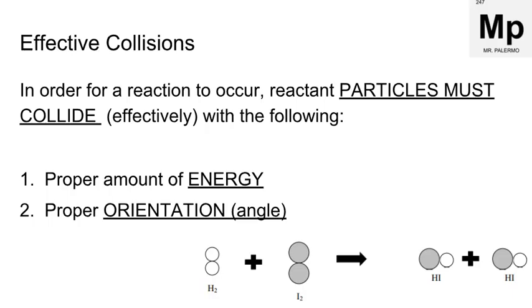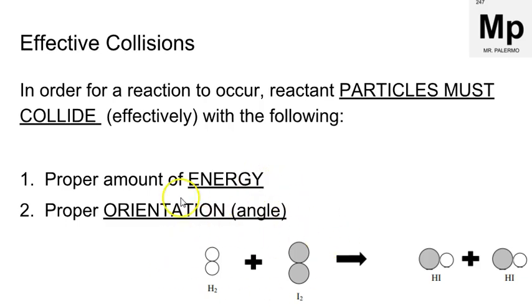You have to envision the particles are constantly colliding, and sometimes they collide in the right way, and an actual reaction occurs. So in order for a reaction to occur, reactant particles must collide effectively, meaning they must have the right amount of energy and the right orientation.